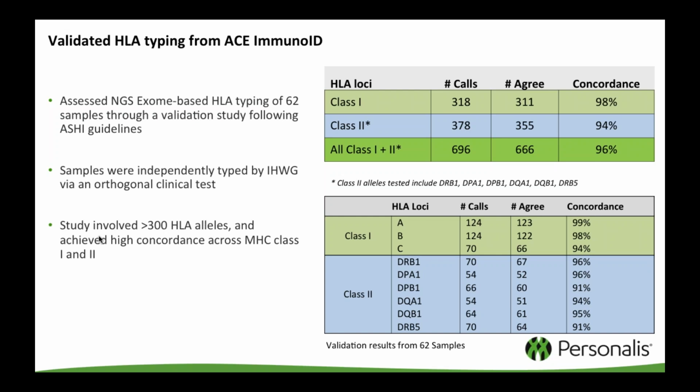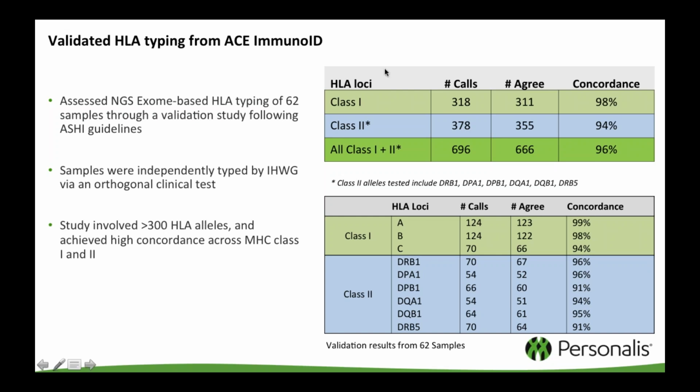And with one of our collaborators, we also performed a blinded study looking at further samples that had clinical HLA data and then again compared to our ACE approach. And so when we compared our NGS-based HLA typing results to the clinical PCR grade typing result, what we found was we had very high concordance.